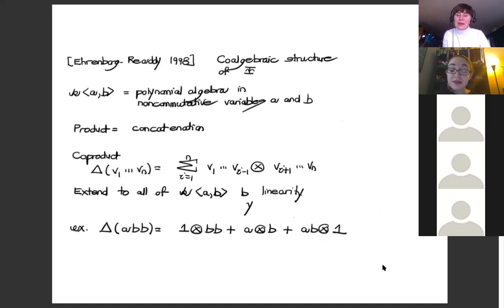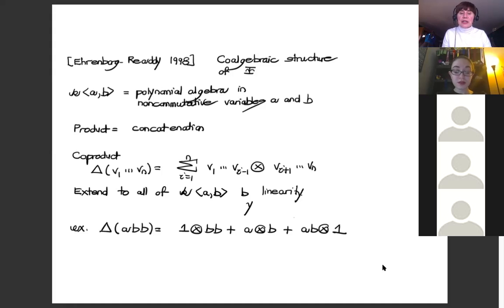Okay, so I want to say something about the co-algebraic structure of the AB index and the CD index. So this is different. Let K<A,B> be a polynomial algebra in non-commutative variables A and B. So just think about polynomials in A and B where you can't switch the order around. You have to keep everything in whatever order it is. And so you can always multiply things together by just putting them next to each other.